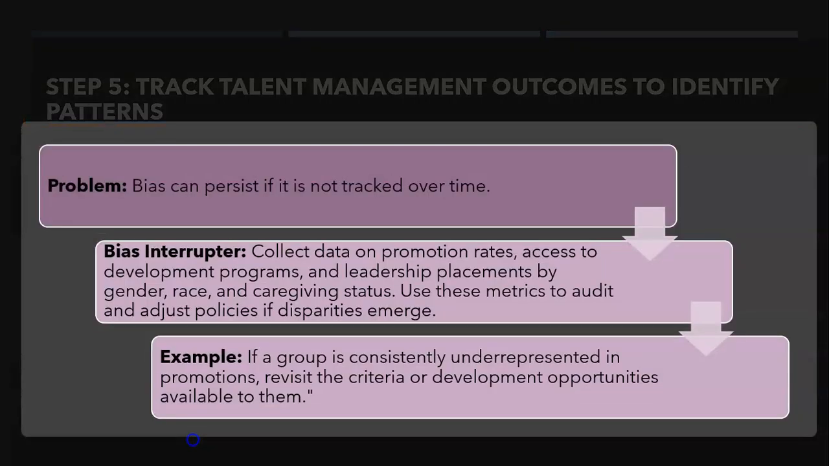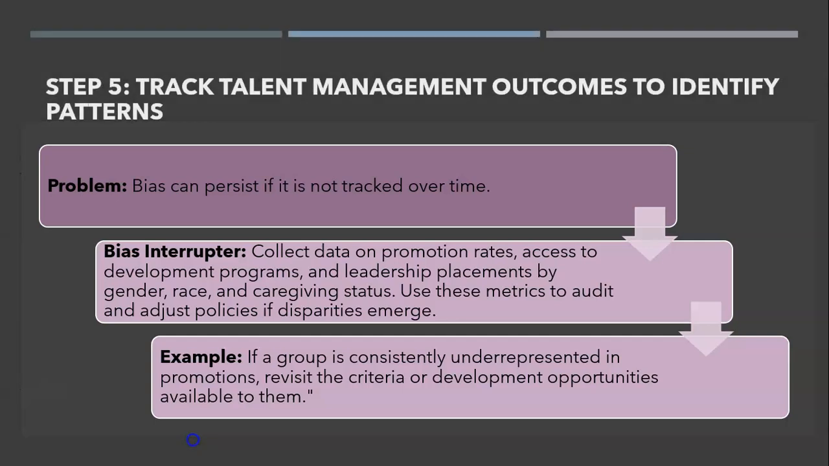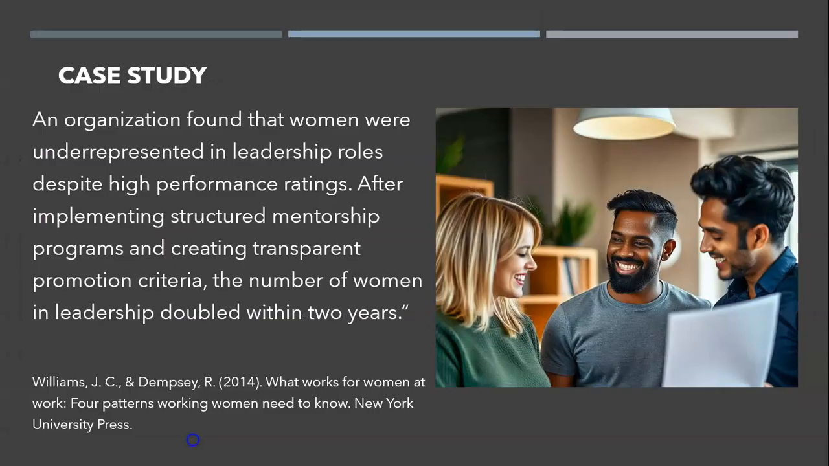Track talent management outcomes to identify patterns. The problem: bias can persist if it is not tracked over time. The bias interrupter: collect data on promotion rates, access to development programs, and leadership placements by gender, race, and caregiving status. Use these metrics to audit and adjust policies if disparities emerge. For example, if a group is consistently underrepresented in promotions, revisit the criteria or development opportunities available to them.